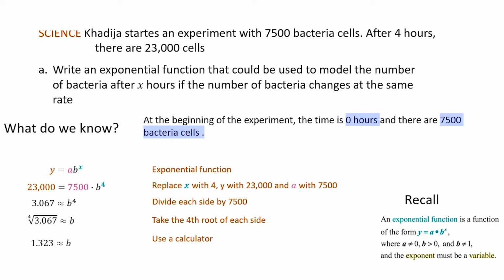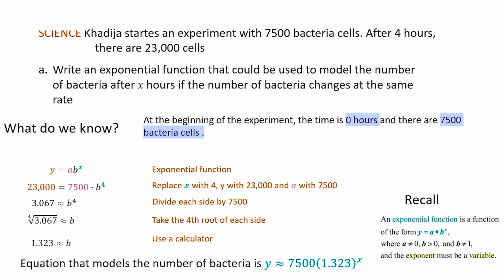Now we simply need to insert this data into the original equation and keep our two variables, which are y and x. So therefore our equation is y equals 7,500 times 1.323 to the power of x.